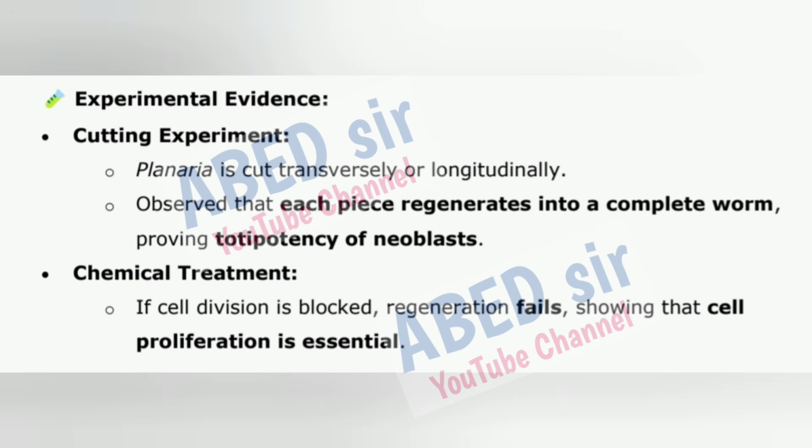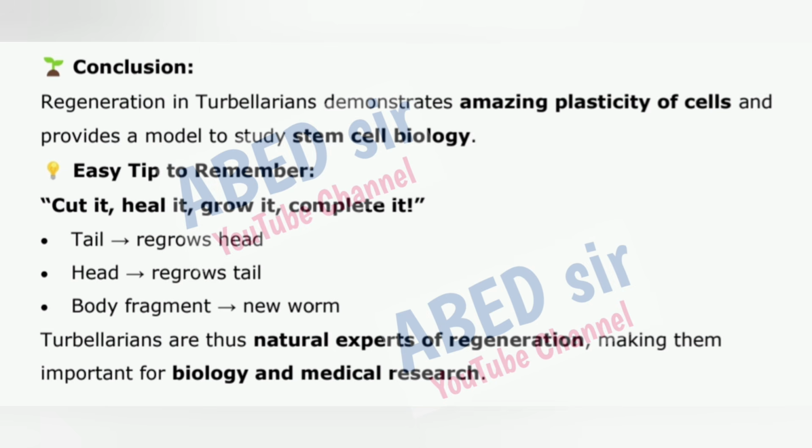Experimental evidence. Cutting experiment. Planaria is cut transversely or longitudinally. Observed that each piece regenerates into a complete worm, proving totipotency of neoblasts. Chemical treatment. If cell division is blocked, regeneration fails, showing that cell proliferation is essential. Conclusion. Regeneration in turbellarians demonstrates amazing plasticity of cells and provides a model to study stem cell biology.